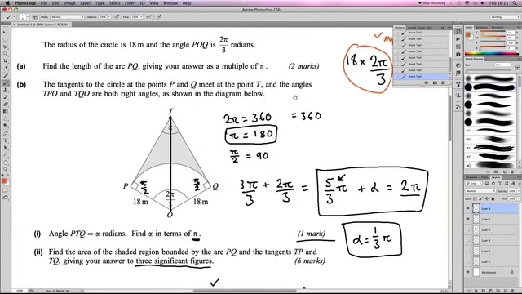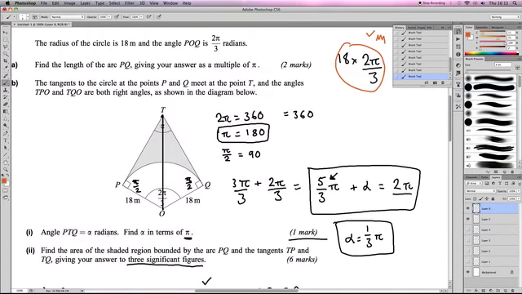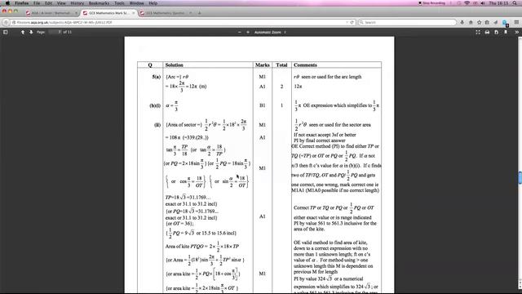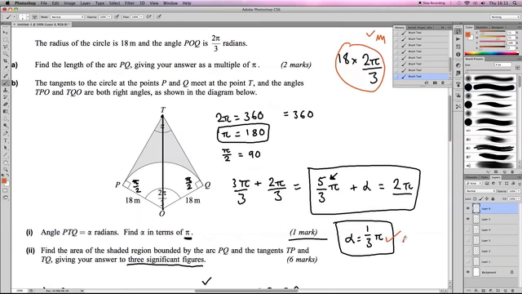Where is it? Find alpha in terms of pi. So alpha is pi over 3. Pi over 3, you only get 1 mark. I think it's an A mark, or it might be a B mark.